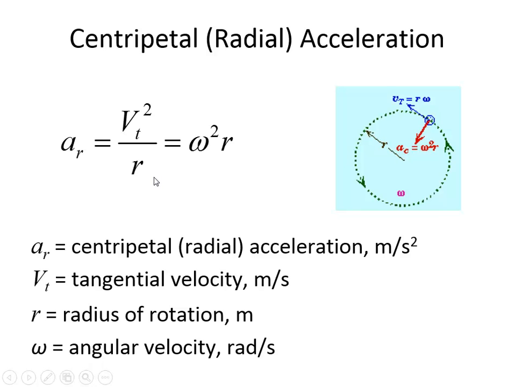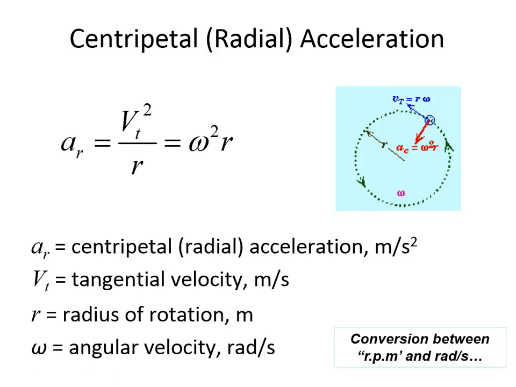Another way to characterize the velocity, rather than the distance covered by the particle, is how many radians per second it passes through, so the angular velocity. If you know the angular velocity squared multiplied by the radius, that will also give you the radial acceleration.